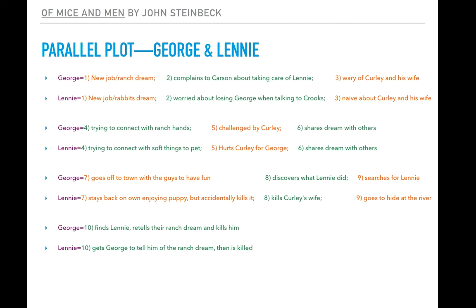And finally, in number 10, George finds Lenny and retells their ranch dream, but kills him, whereas Lenny gets George to tell him of the ranch dream and then is killed. And so you can see how the plot for each of these characters is similar, and also both of their dreams are lost in the end.